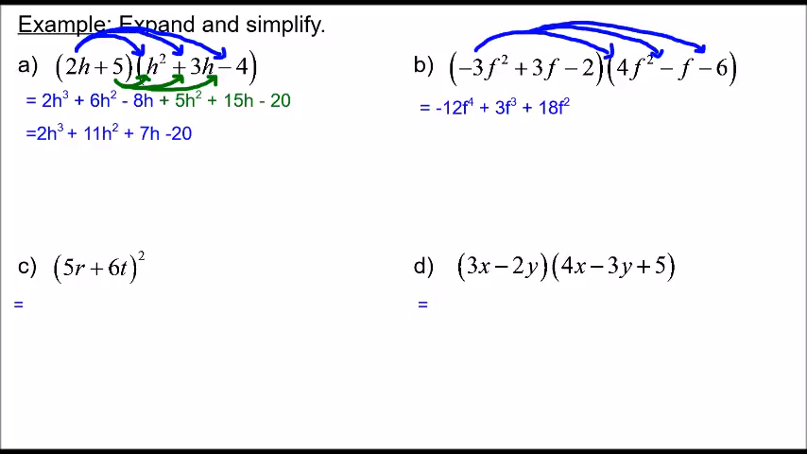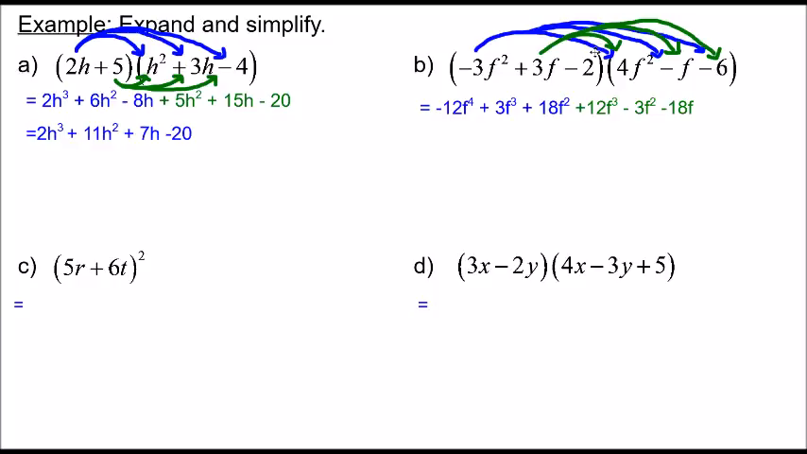The next thing I'm going to do is focus in on this 3f. So I'm going to take 3f and multiply it by my 4f squared. I'm going to multiply it by my negative f, and I'm going to multiply it by my negative 6. When I do that, I'm going to get positive 12f cubed minus 3f squared minus 18f.